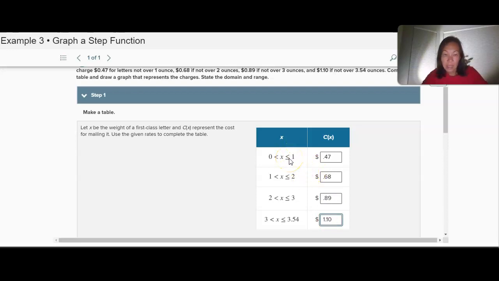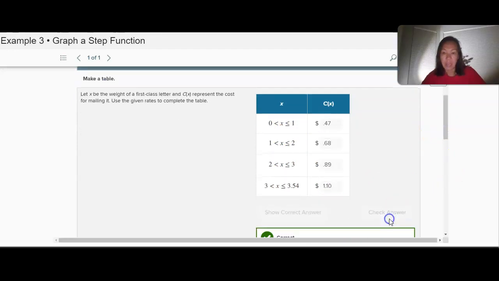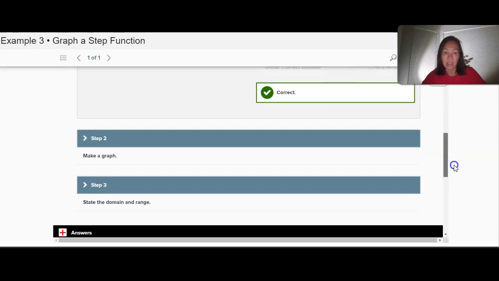Notice that if it is equal to 1 ounce, it would be 47 cents. If it's equal to 2, it's 68. So not over 2 means less than or equal to 2. Not over 3 would be less than or equal to 3. So our equal to goes with this side of our value. And so here basically is what we have as our step function.